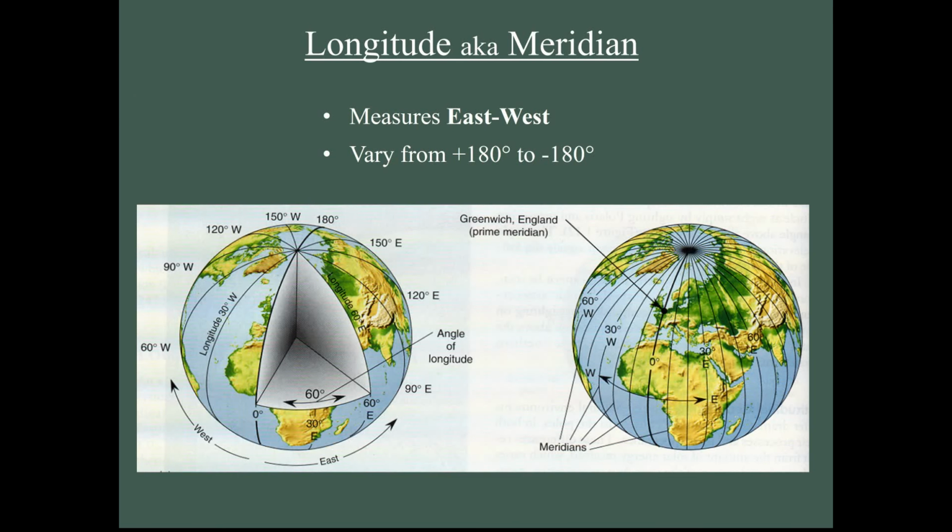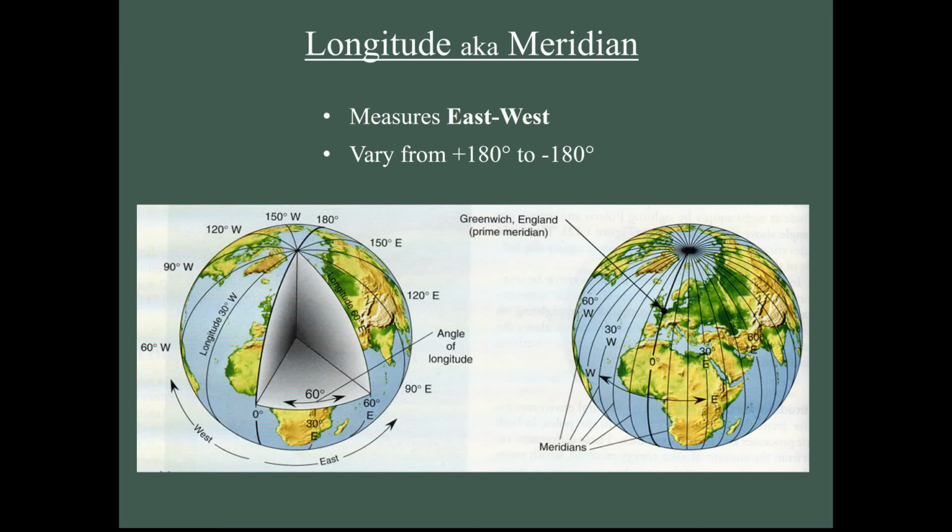Longitude, also known as a meridian, is the angle of rotation measured east and west around the globe. What may be confusing is that the lines of longitude run north-south from the North Pole to the South Pole. Lines of longitude will vary from positive 180 degrees east to negative 180 degrees west, measured relative to the line of longitude of 0 degrees, which is known as the prime meridian. The prime meridian runs through Greenwich, England.